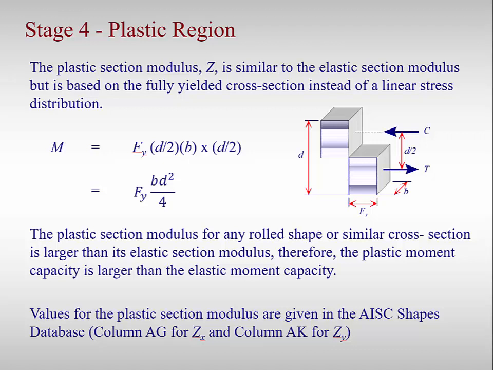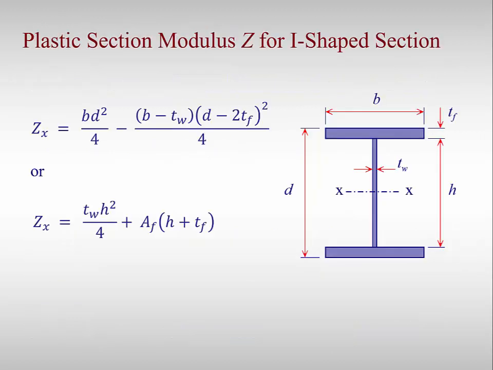Now for an I-shaped cross-section like W shapes, the increase from elastic to plastic moment capacity is between 10 and 15%. Shown in this slide are calculations for the plastic section modulus Z. The upper formula is using the full outside rectangle and subtracting out the plastic section modulus of the area that is not there, similar to what we saw for moments of inertia.